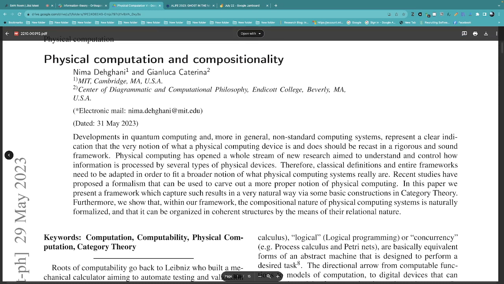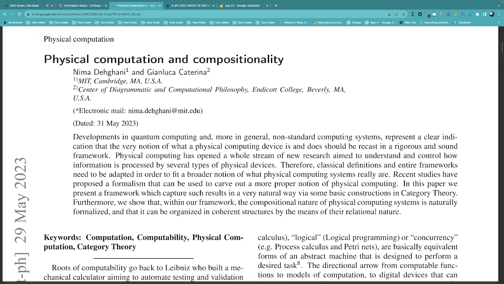Developments in quantum computing and, more in general, non-standard computing systems. So they're interested in these quantum computers, these non-standard computers. We talked about Richard Feynman's views on this a couple weeks back, so that comes out of that.